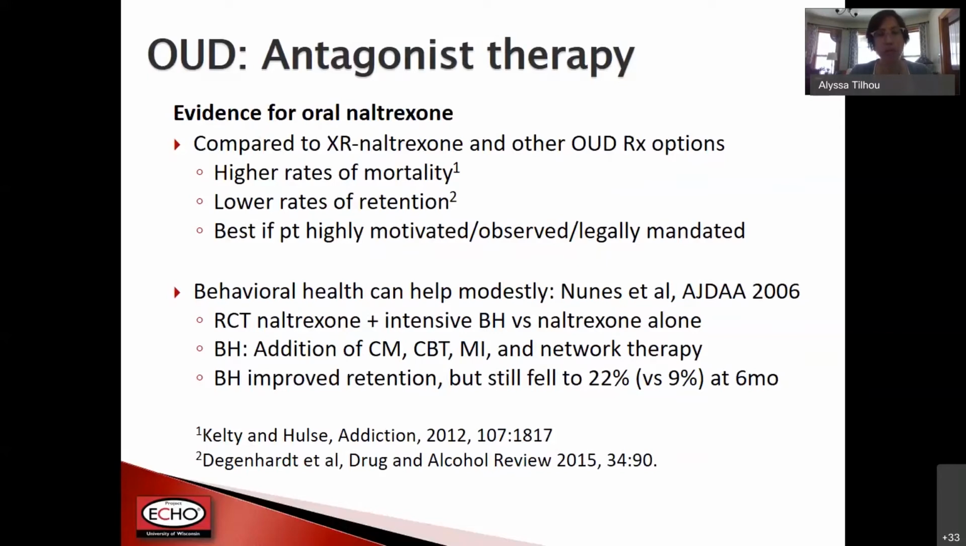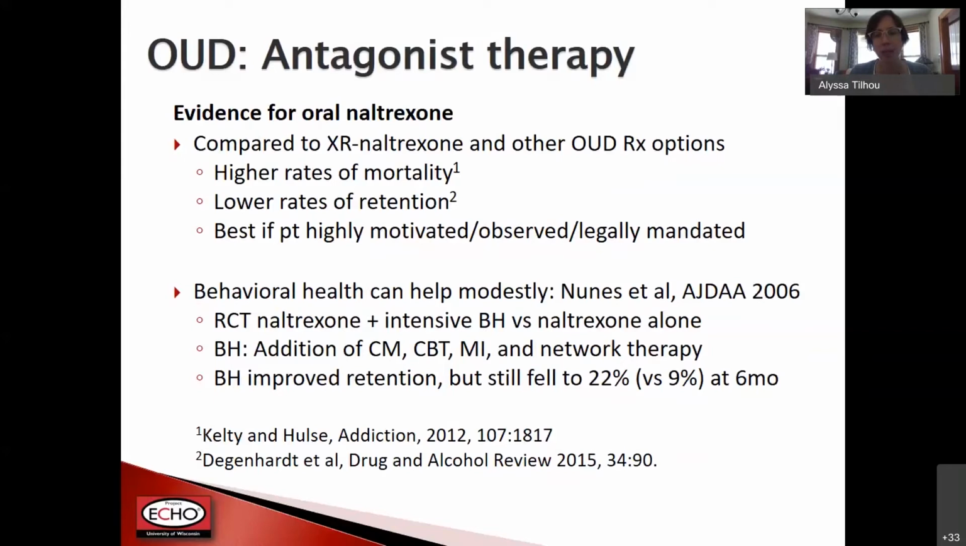Behavioral health interventions can help improve outcomes on oral naltrexone. This is one example of a randomized controlled trial adding intensive behavioral health therapy to naltrexone versus oral naltrexone alone. And this was a very comprehensive behavioral health program with contingency management, cognitive behavioral therapy, motivational interviewing, and network therapy. And while behavioral health improved retention at the 6-month mark, retention had still fallen to 22%, or 1/5 of the patients were still engaged in treatment.